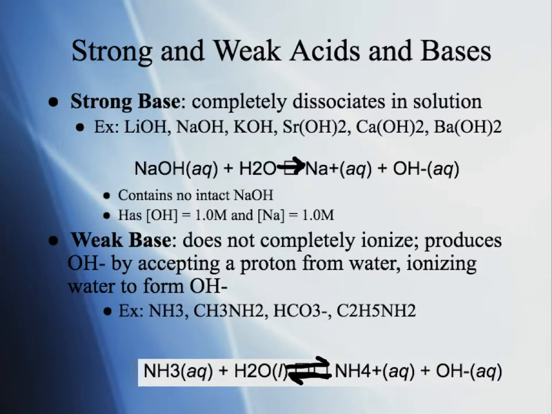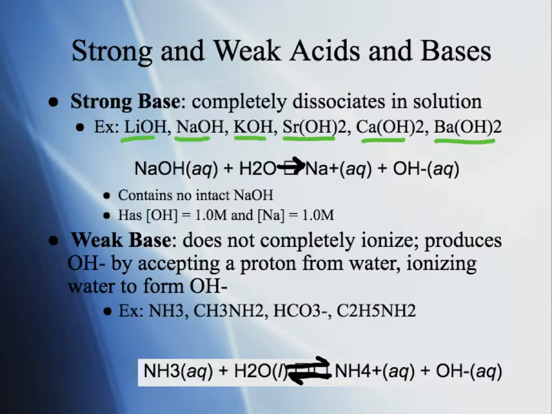Okay, strong bases work just like strong acids. A strong base is going to completely dissociate in solution. It's going to completely break apart to give off its OH minus ions and leave the cation behind. So here are some examples of strong bases: lithium hydroxide, sodium hydroxide, potassium hydroxide, strontium hydroxide, calcium hydroxide, and barium hydroxide. We can see that they all have OH in them. So a good indicator of a strong base is having OH in the formula.